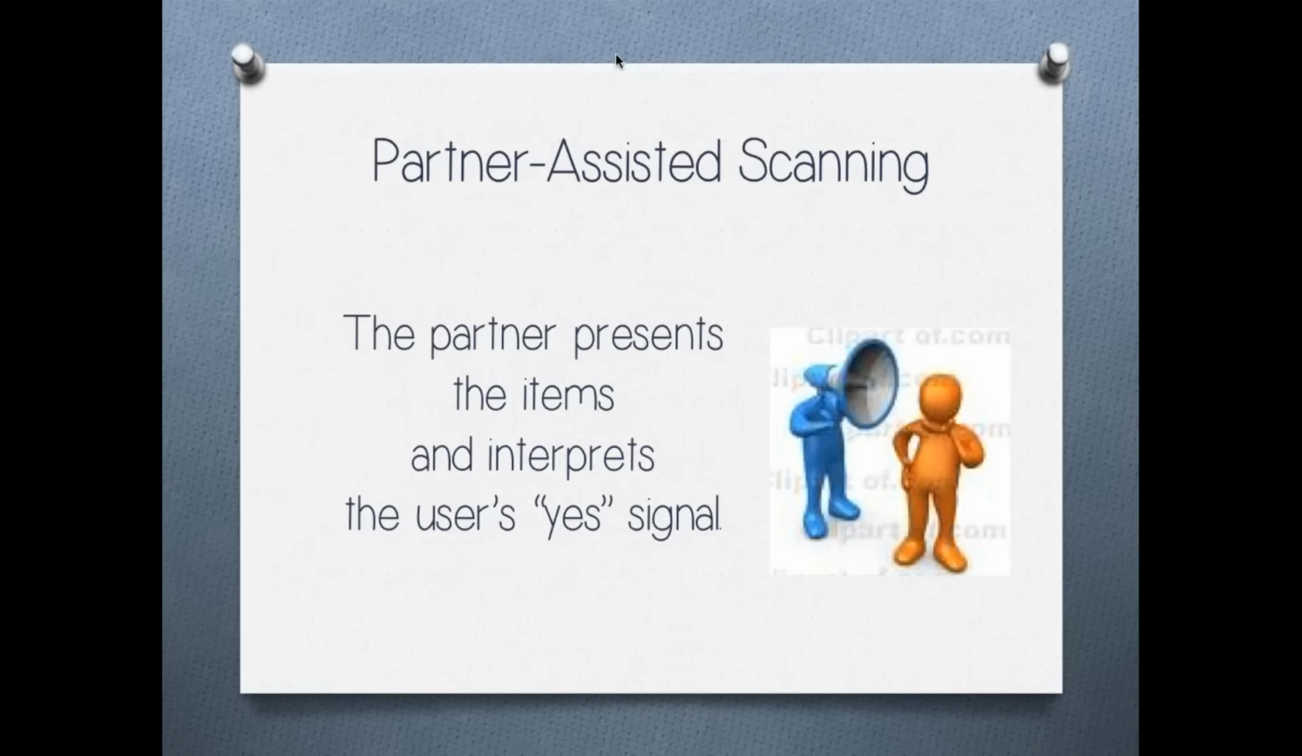Okay, so at the very basic, this is a representation of what we said at the beginning. Partner-assisted scanning is simple: the partner presents the items and then they interpret a yes signal from the user. Yes, we can use more than one switch, such as the student I told you about, but I wanted to keep it simple for this webinar, and we can direct you to more resources if you want to get into that.